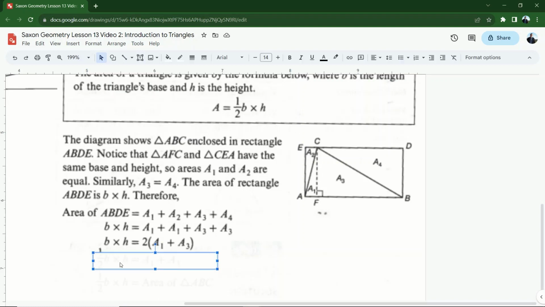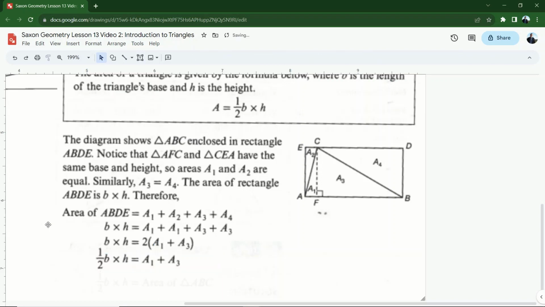Now, moving on to the next part. What if I divide both sides by 2? I get 1/2 base times height equals area 1 plus area 3. And wait a second, what is area 1 plus area 3 up here? Why, area 1 plus area 3 is the area of triangle ABC.